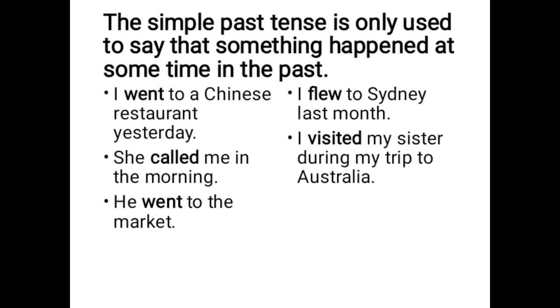Interesting. Please, I want you to note these different definitions. Simple past tense is only used to talk about something that has happened sometime in the past. And we have examples here. I went to a Chinese restaurant yesterday. She called me in the morning. He went to the market. I flew to Sydney last month. I visited my sister during my trip to Australia. So all these things are about past events that happened sometime in the past.